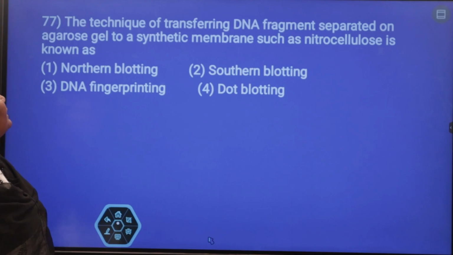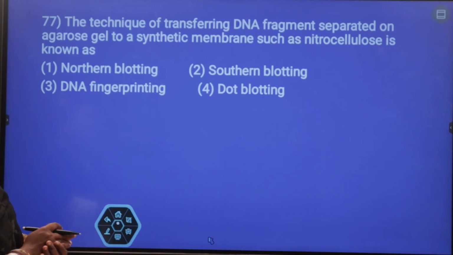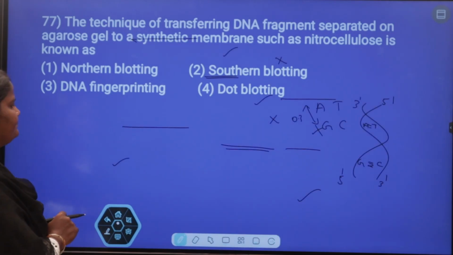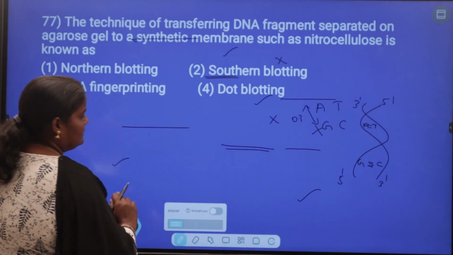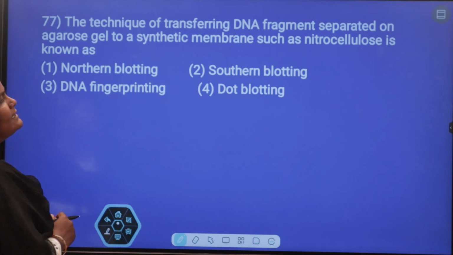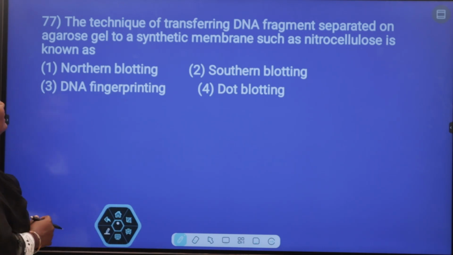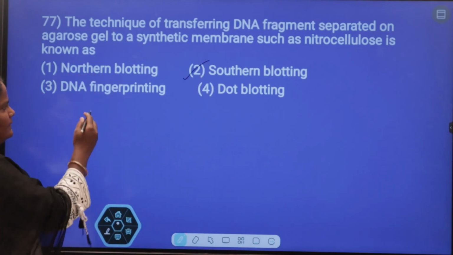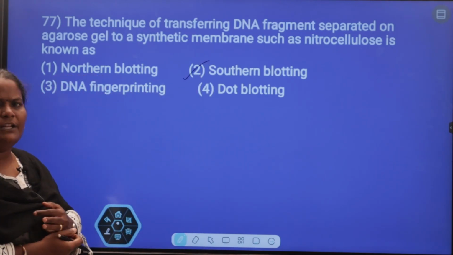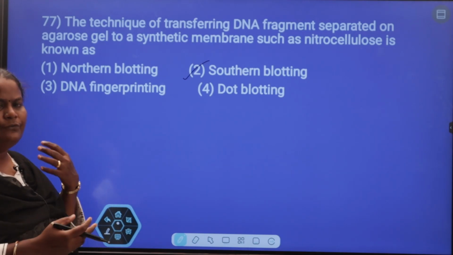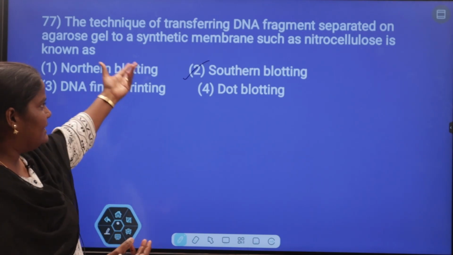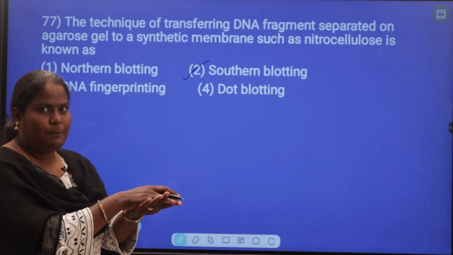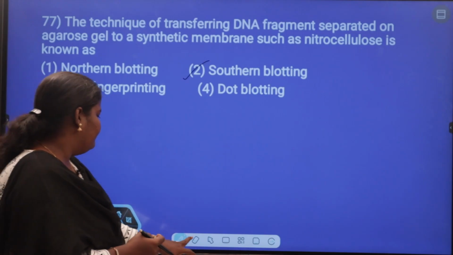77. DNA fingerprinting. The technique of transferring DNA fragments separated on an agarose gel to a synthetic medium such as nitrocellulose paper. Actually, these are all direct textbook questions. The answer is southern blotting. The other terms, northern blotting, dot blotting, are not mentioned in your textbooks. Just for confusion they are giving you. The concept is the transferring of DNA fragments onto nitrocellulose paper. This was called southern blotting.